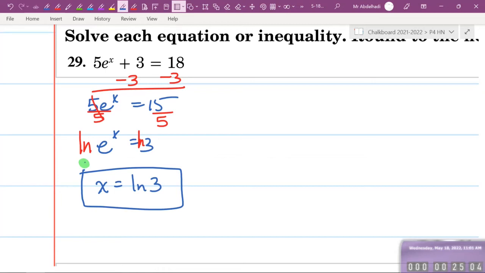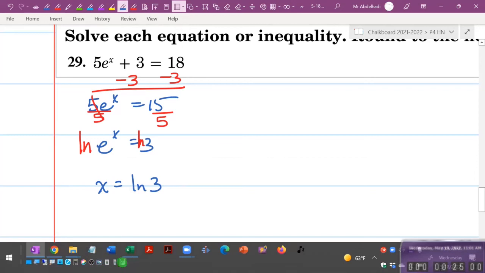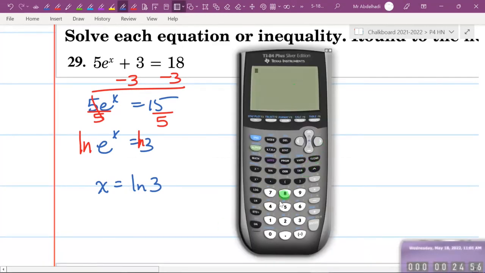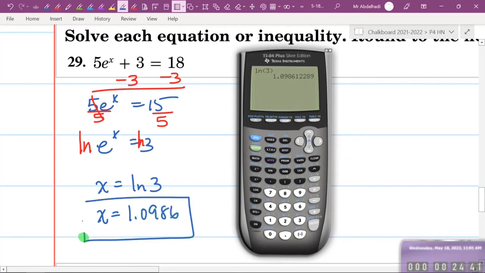Okay, so I'm just saying, normally you would stop here, but because they specifically say go to 4 decimal places, we're going to do it. It goes against my instincts, but I'll do it because they told us to. So ln 3 is 1.09698661. We'll take it to the nearest 4th decimal place, 1.0986. And that should be the answer that you get for number 29.